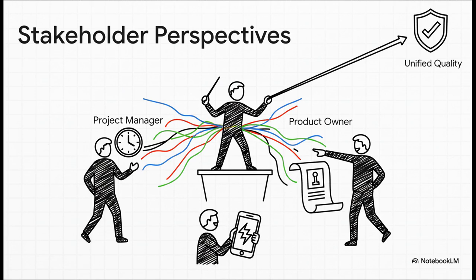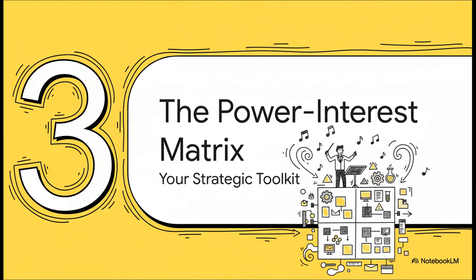And this is where it gets tricky, right? Because the project manager is staring at the calendar. The product owner is laser-focused on their favorite new feature. And the end users, they just want an app that actually works. The thing is, they're all right, but they're all pulling in different directions. Your job is to be the conductor of this orchestra and somehow get them all to play in harmony towards one single vision of quality.